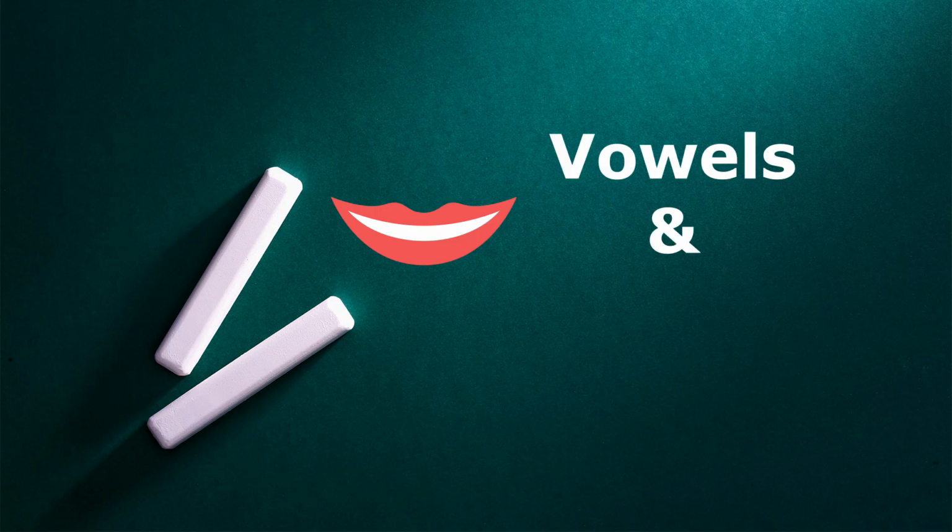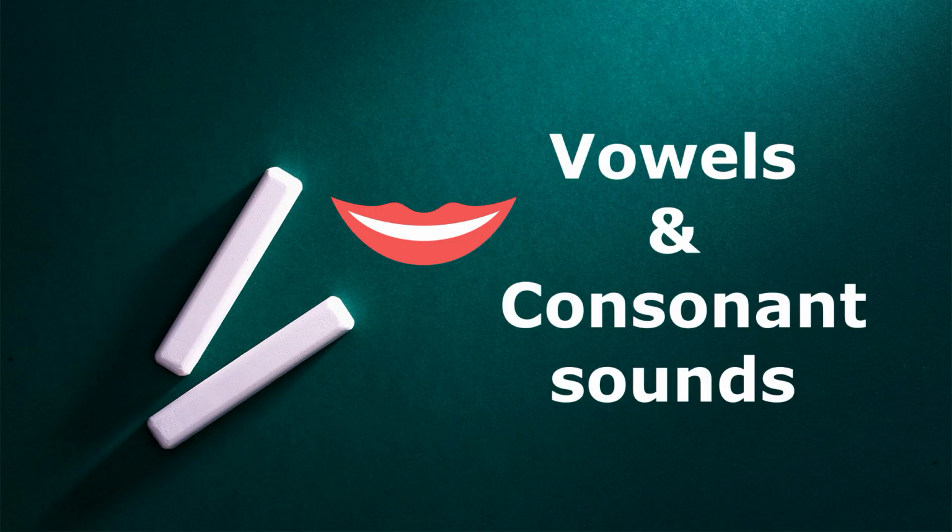As every word and syllable in a word has to have a vowel, being able to distinguish vowel sounds from consonant sounds is a key skill in understanding the word structure.